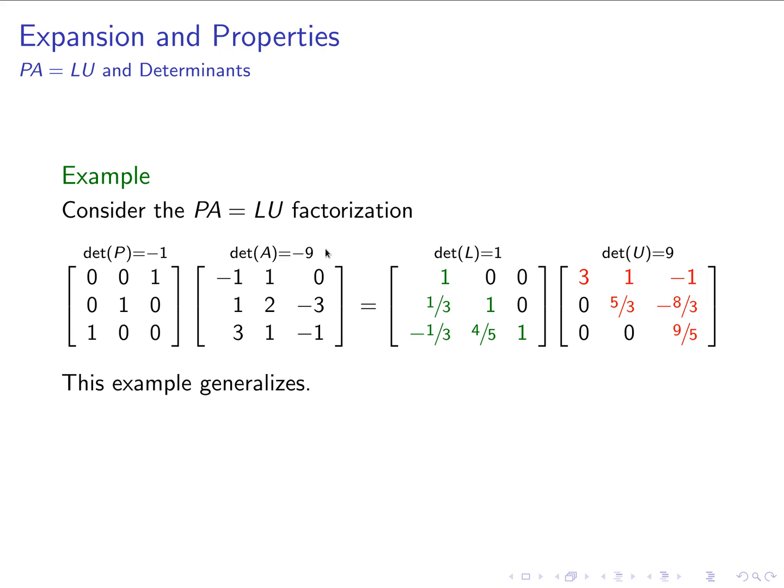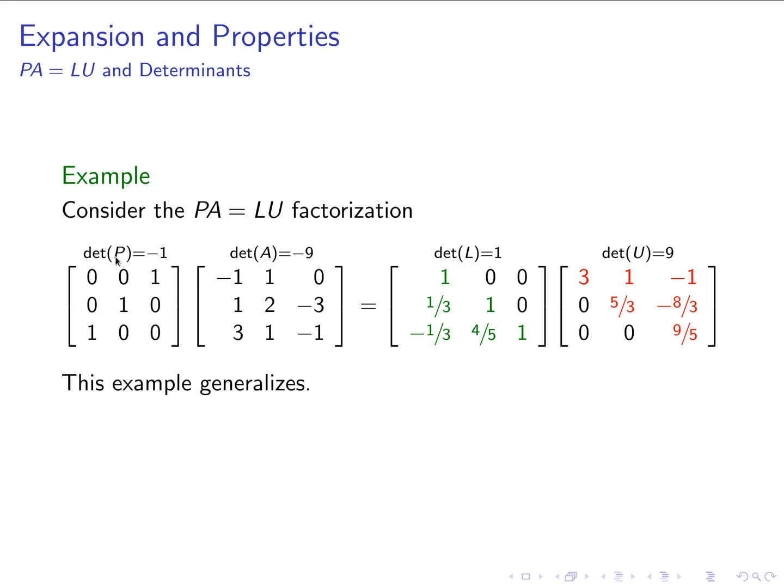So the big idea here says this example actually generalizes. If we pay attention to the mechanics here, if we think about how L is constructed in PA equals LU, L is always a lower triangular matrix that has 1 on the diagonal. So the determinant of L will always be equal to 1. U is always an upper triangular matrix, and the entries on the diagonal of U do not have to equal 1. So there are, in general, some interesting numbers on the diagonal of U.